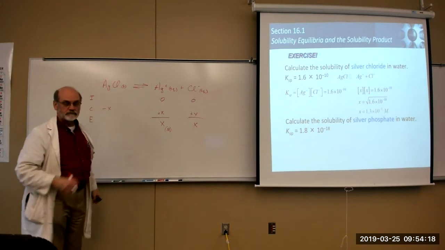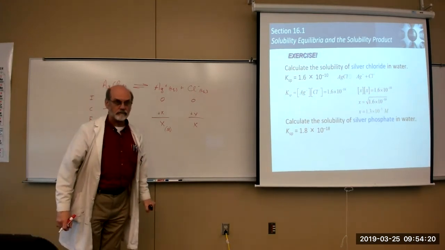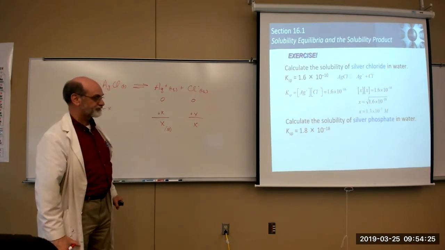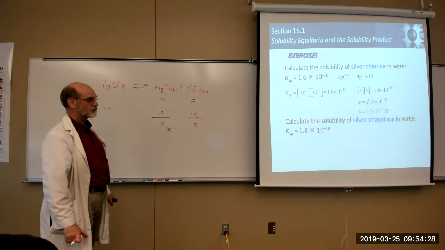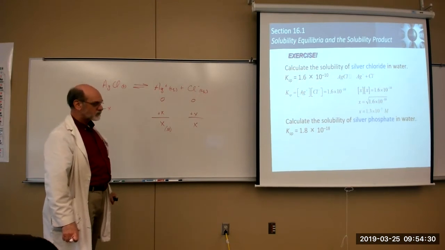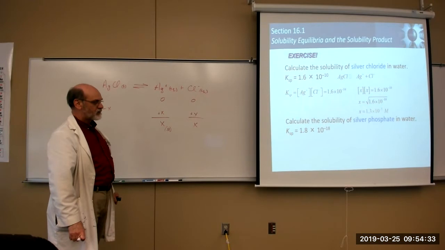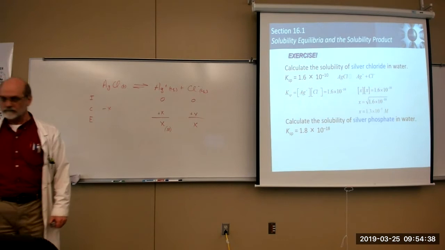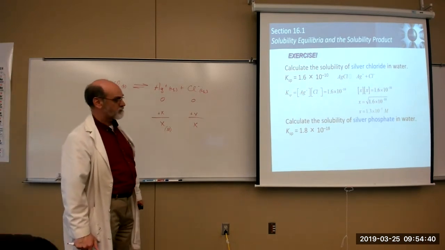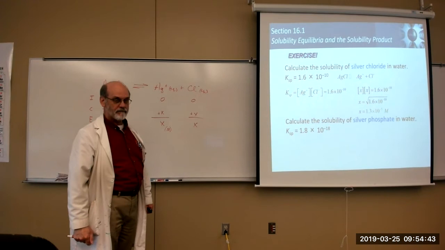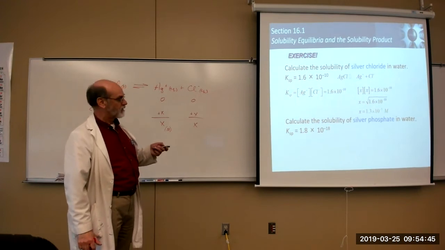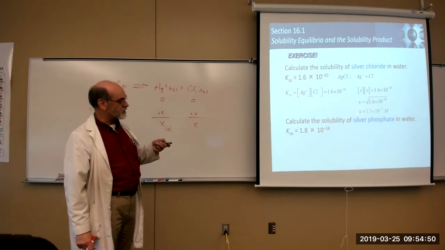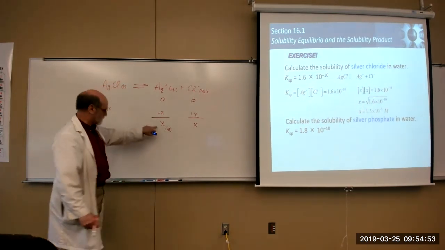So language-wise, what are we saying? We're saying that the solubility of silver chloride in water is 1.3 times 10 to the negative 5 molar. That's exactly what we're saying. We're saying it as silver chloride. We're not saying the solubility of silver or the solubility of chlorine. We're saying it as a molecule of silver chloride. Yes, and we can say that because of the stoichiometry. Just because it was 1-to-1, we can say that.